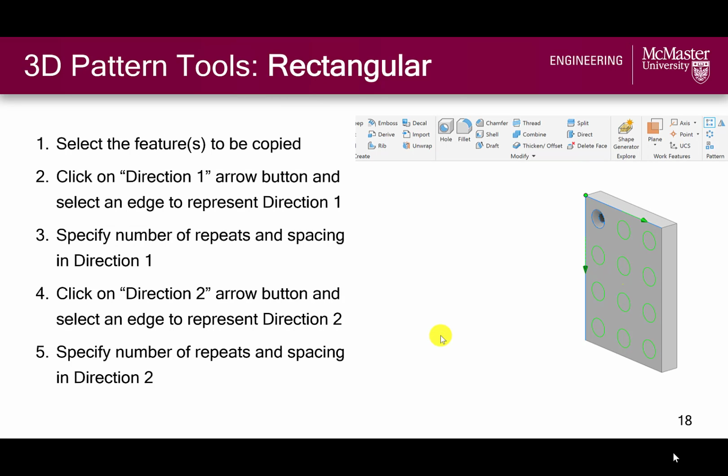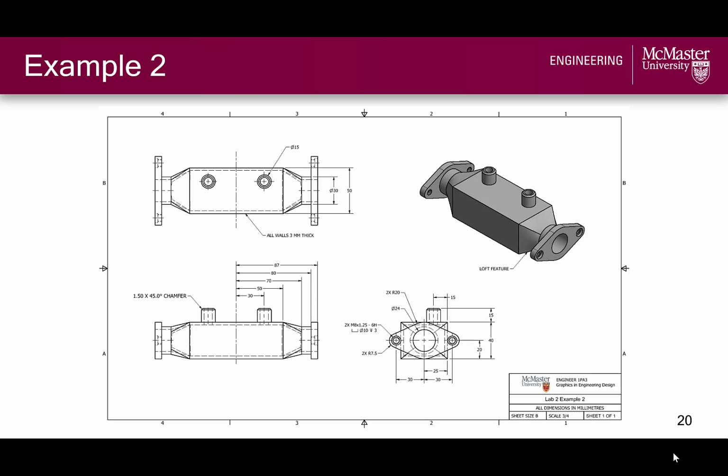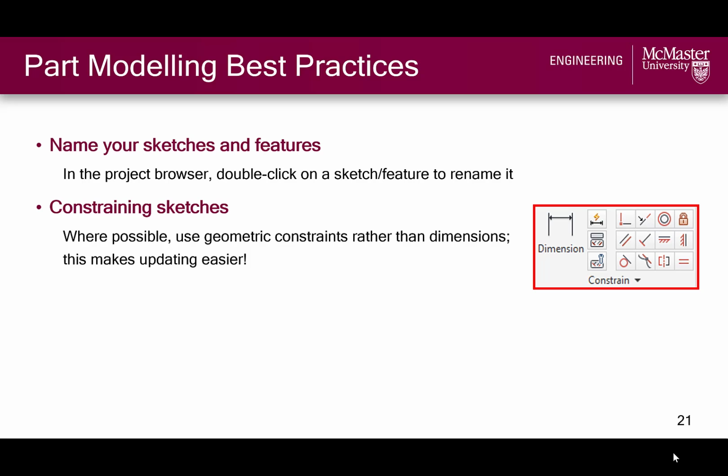As with the shell tool, we could have used this tool in our Lab 1 example 2 part to make the 4 holes on that part. Now that we've introduced a bunch more tools in Inventor, we will put some of these to use modeling 2 examples in accompanying videos. First this example, followed by this one, which is like a shell and tube heat exchanger casing.